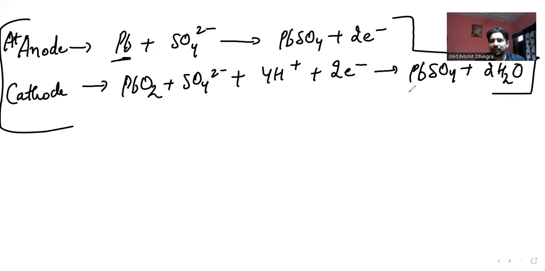At the anode, Pb plus SO4 2- forms PbSO4, and at the cathode also, the lead oxide takes up sulfate ions in the presence of electrons and along with protons, forming PbSO4 and water.